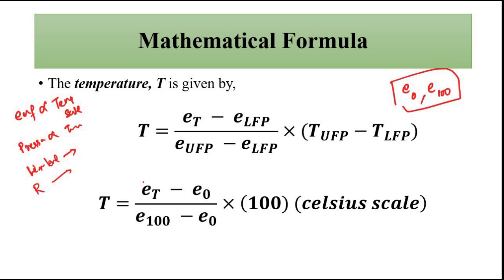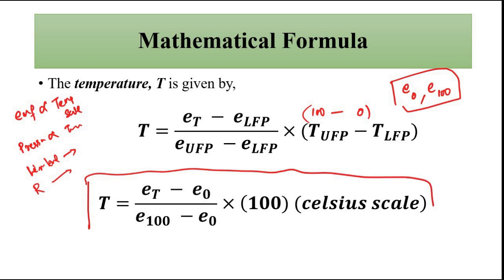So here the specific temperature reading is given by the EMF at that particular temperature minus the EMF at 0 degree Celsius or lower fixed point, divided by the EMF at 100 degree Celsius or the upper fixed point, minus the EMF at 0 degree Celsius, the lower fixed point, multiplied with the temperature difference between the upper fixed point and lower fixed point. In case of Celsius, it is 100, because the upper fixed point is 100 and the lower fixed point is 0, so it is 100 minus 0, 100. Okay, so this is the main relationship which is used to calibrate the thermometers.